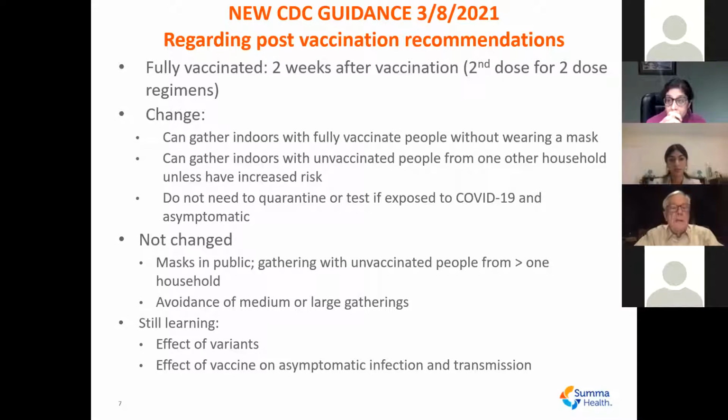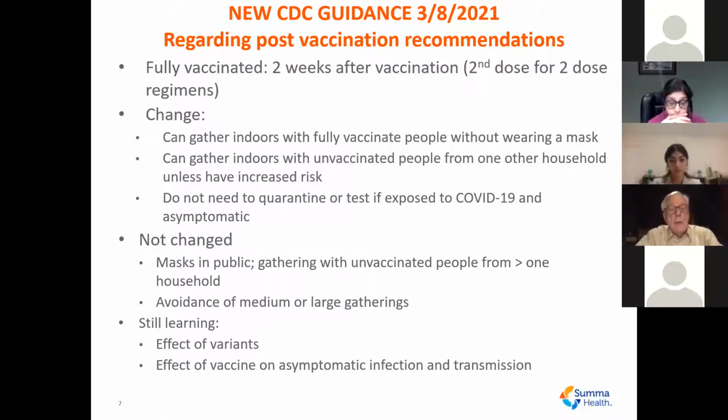And then the third change is that if you've been fully vaccinated and you've been exposed to somebody who has COVID-19, you do not need to quarantine or test as long as you're asymptomatic. Now, if you develop symptoms, then you should test. What has not changed is the importance of masks in public areas, and gathering with unvaccinated people if they're from more than one household. And it's certainly still recommended to avoid medium or large gatherings, even if you've all had the vaccine, at least at this point in time. I think eventually we'll be able to do that, but not quite yet.